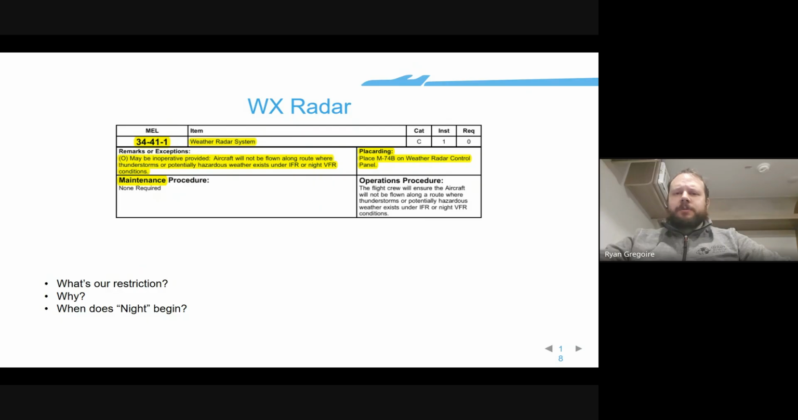So again, this is one where the language gets a little tricky because it's not cut and dry. In the MEL itself, there's no clear demarcation line as far as what constitutes potentially hazardous weather and how close to the thunderstorms you can be. Now, there may be additional information in another manual that would be specific to your airline, but within the MEL itself, there is no clarity.